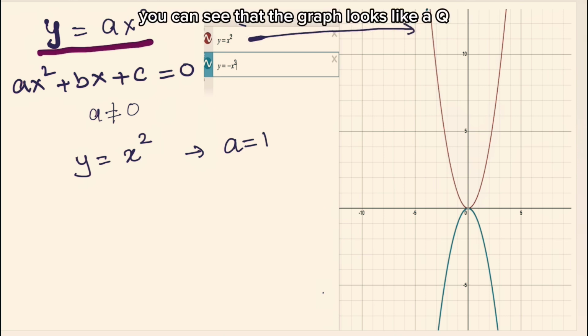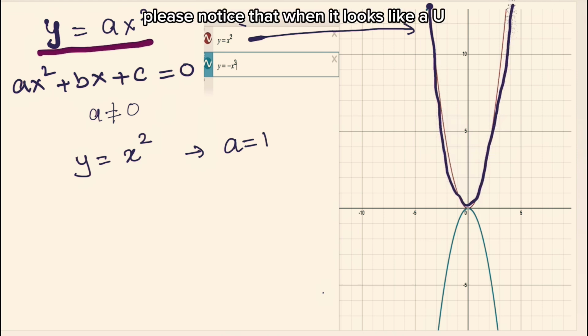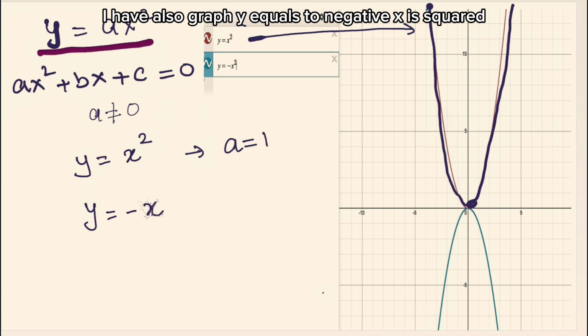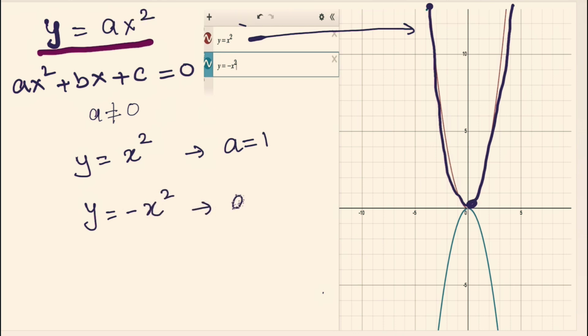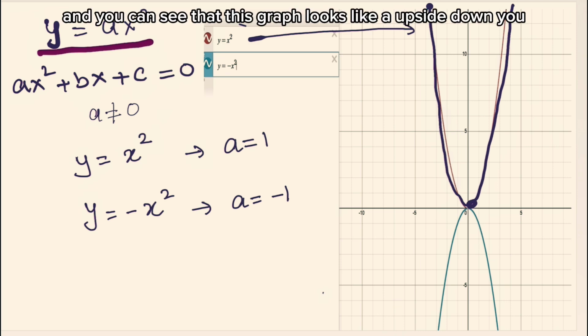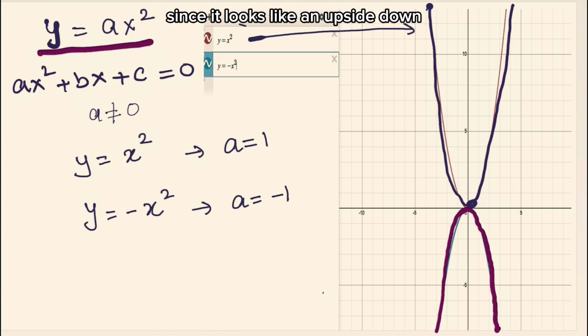You can see that the graph looks like a U. Please notice that when it looks like a U, it takes a dip at the bottom. I have also graphed y equals negative x squared, where the value of a is negative 1, and you can see that this graph looks like an upside down U. Since it looks like an upside down U, instead of taking a dip, it reaches a peak, a maximum value.